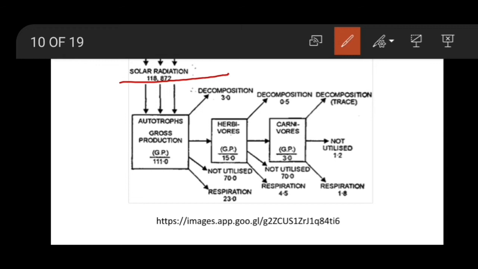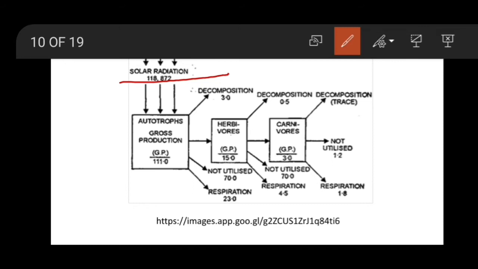And this production is the gross production. Again, from this 111 gram calories per centimeter square per year, there is a 10% loss in each trophic level. For this, 3.0 energy is required for decomposition. For the herbivores, only 15% energy is given. For respiration, 23.0 energy is there and 70% energy is not utilized.